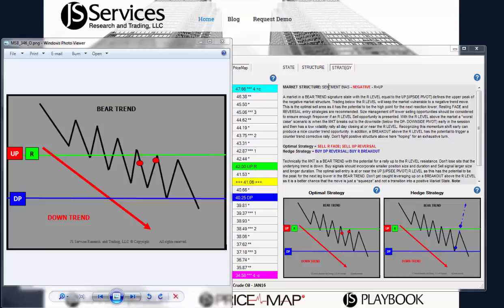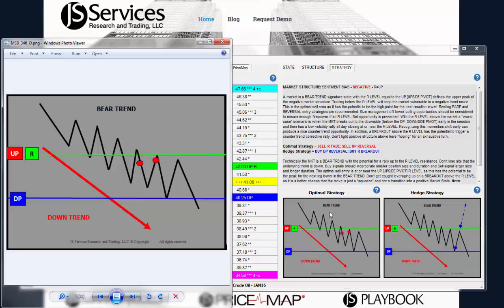So on the strategy tab, this commentary is going over the R level position. The sentiment bias is negative because the R level is above the market, and this commentary talks about how the R level influences the market state. Trading below the R level will keep the market vulnerable to a negative trend move. So the market's going to remain hard pressed below the reversal level. One thing that can happen in this state is the market's already negative. It can open lower, give you a false breakout, and then rally all day.